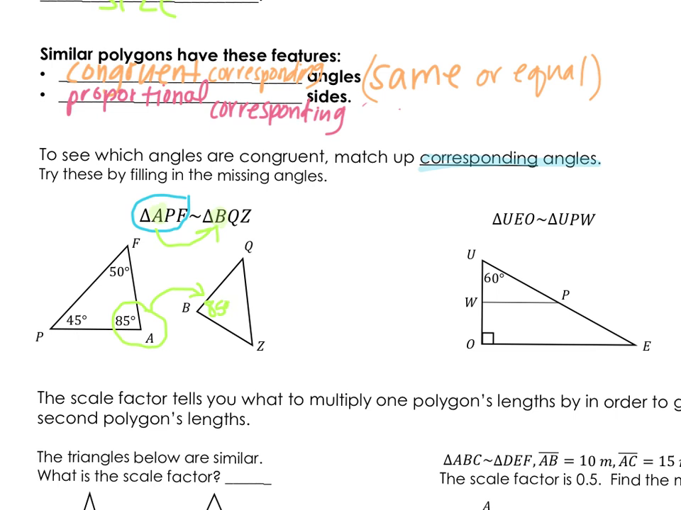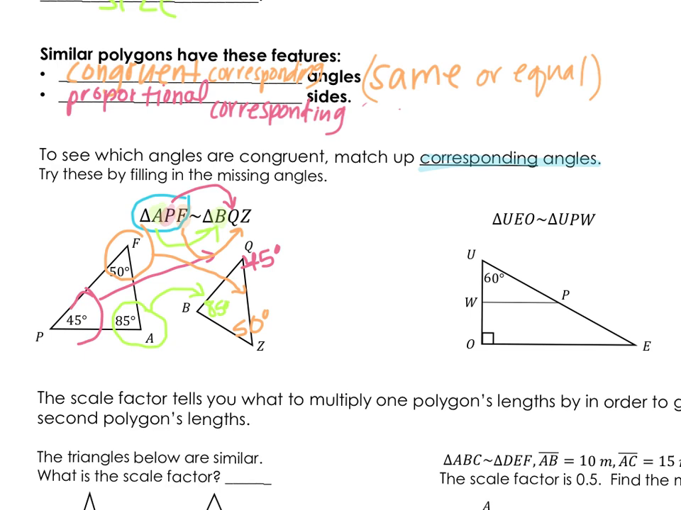And then the next one I'm going to look at is P. P is going to correspond with Q. So if I look for P on my triangle, which is right here, that's going to correspond with Q. So Q is also going to be 45 degrees. For F, we're also going to look at how F corresponds with Z. If F in this triangle is 50 degrees, then Z is going to be 50 degrees in that triangle.